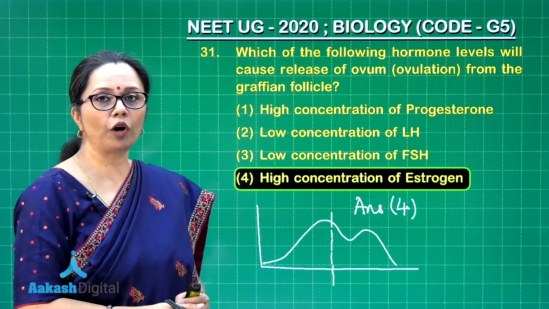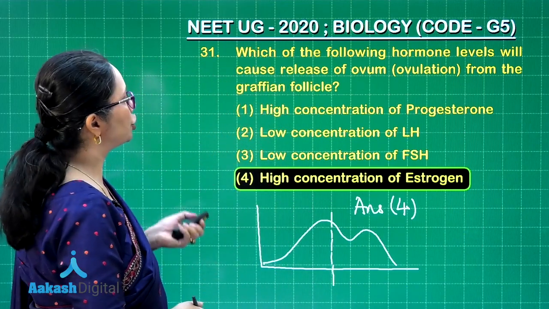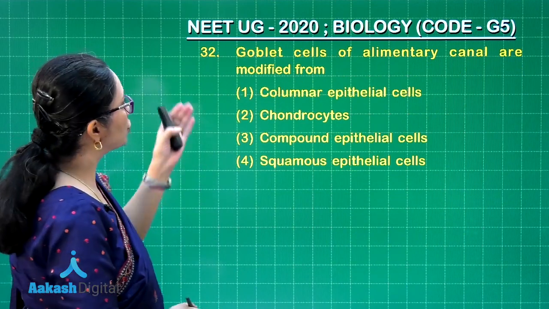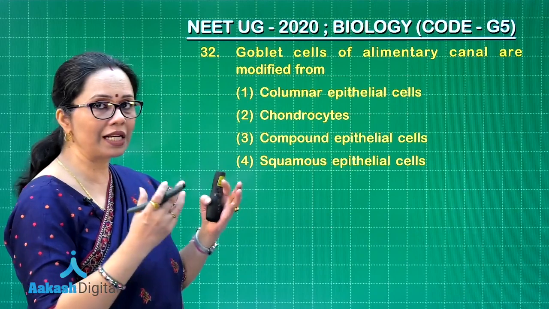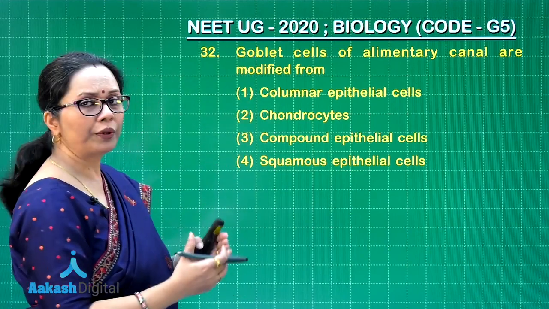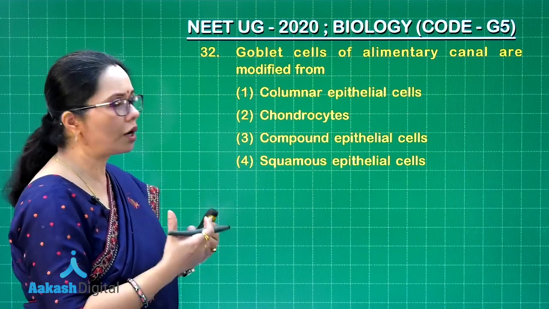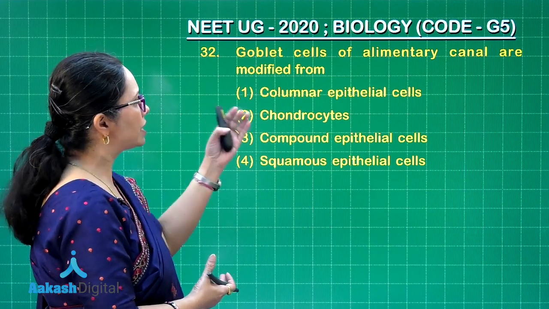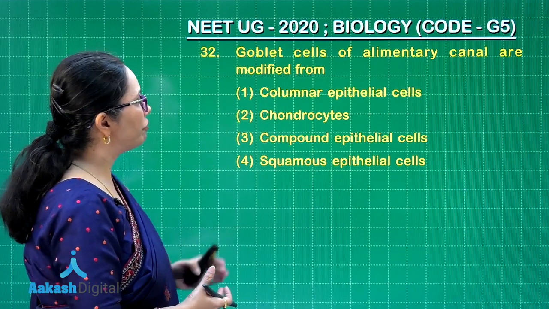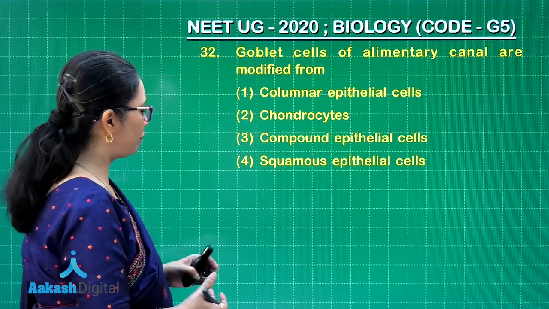From here let us move on to the next question, that is 32. So in this question 32 you see goblet cells. Now the goblet cells are the cells which release mucus. So these cells are present all along the mucosa of the alimentary canal, and these cells are the modification of columnar epithelial cells.